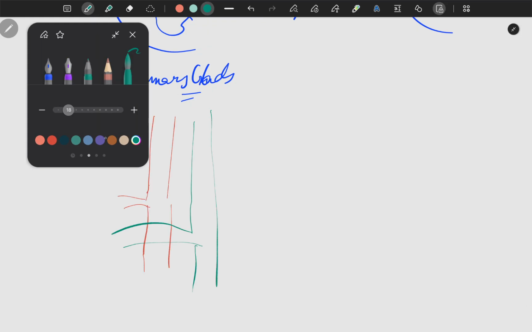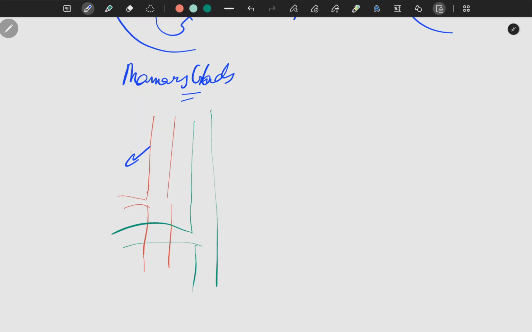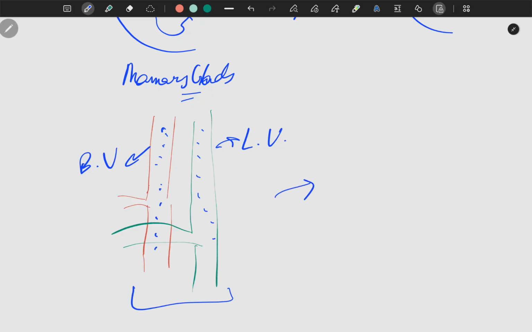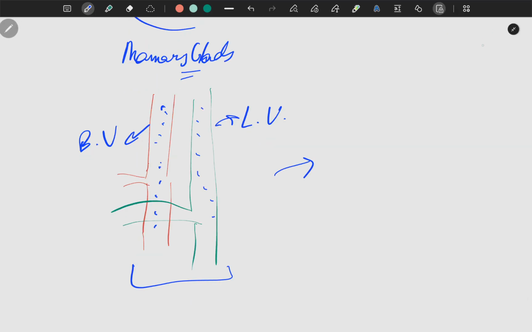For example, this red one is the blood vessel, written as BV, and the green one is the lymph vessel. Now a small amount of cancer cells, or tumor cells, pass through them and metastasize to another part of the body from these blood vessels and lymph vessels. This results in metastasis completely.